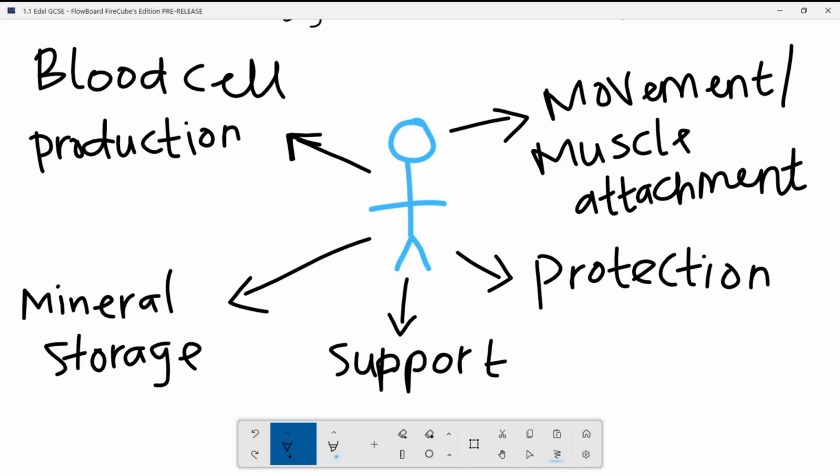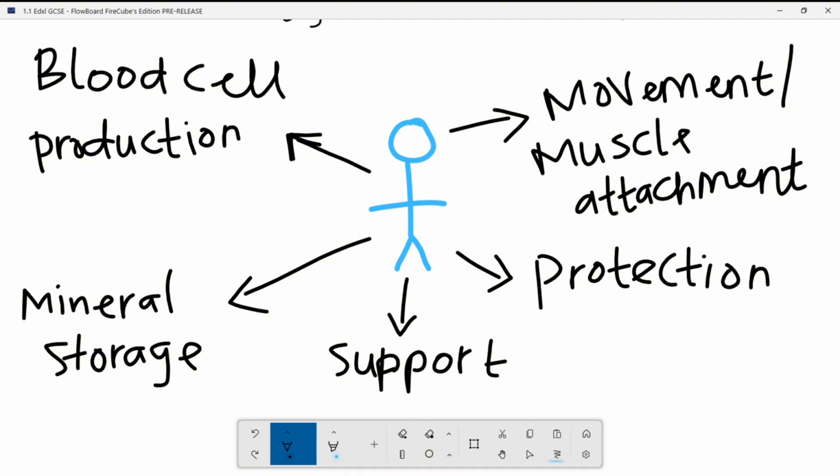The skeleton has 5 main functions. So let's start with support. The skeleton provides a framework to keep you upright. The reason why you have a posture right now and you're probably sitting down is because you have a skeleton. If you didn't have a skeleton, your body would quite literally just collapse onto the ground and you wouldn't have any posture or structure to yourself.